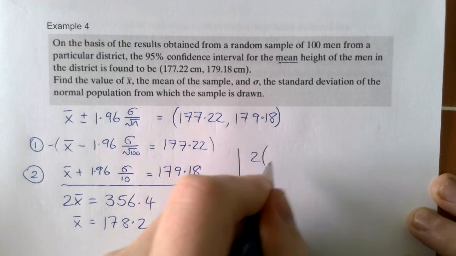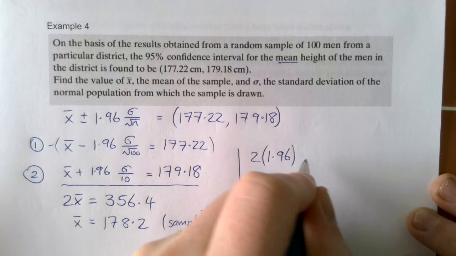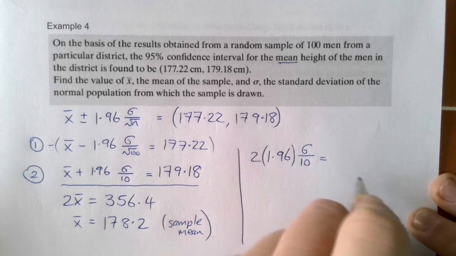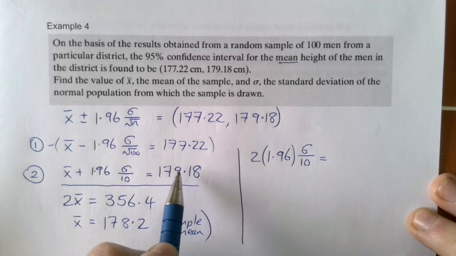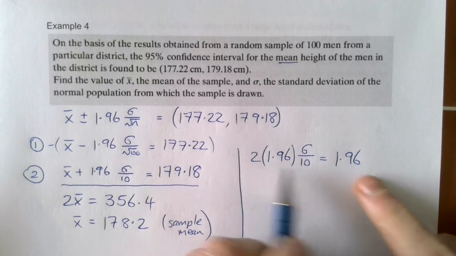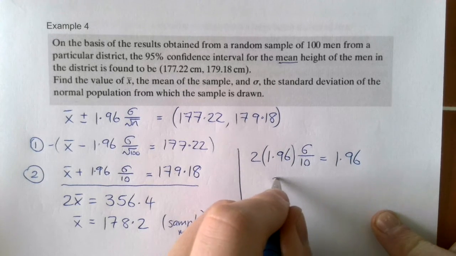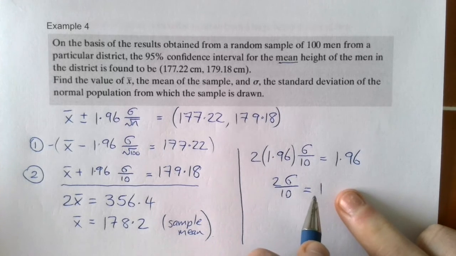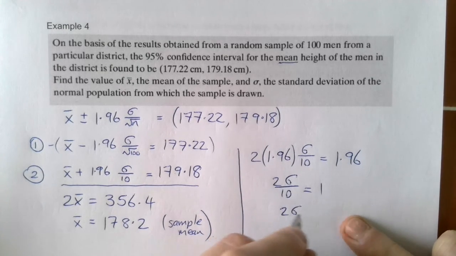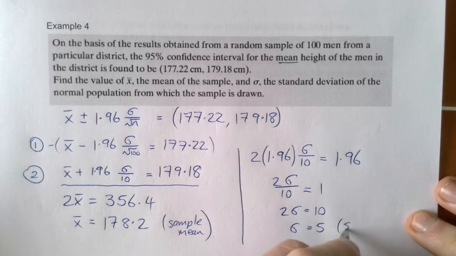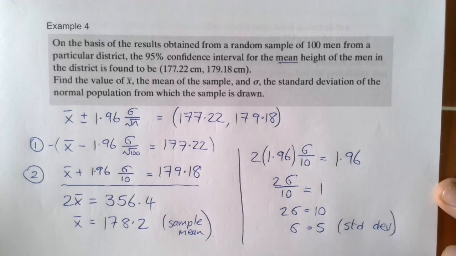You have 2 by 1.96 by rho over 10, and then that is equal to the difference between these two. So the difference between these two is 1.96. So then if we divide by 1.96 on both sides, we have 2 rho over 10 is equal to 1. And then I multiply by 10 on both sides. So I've got 2 rho is equal to 10, and then rho is equal to 5. So the standard deviation is equal to 5 centimeters.